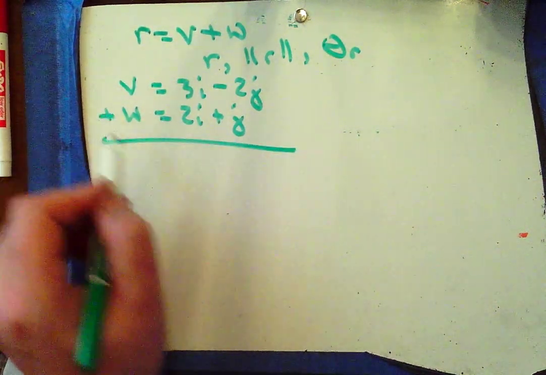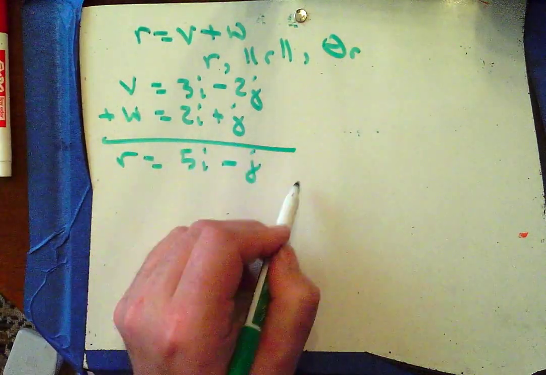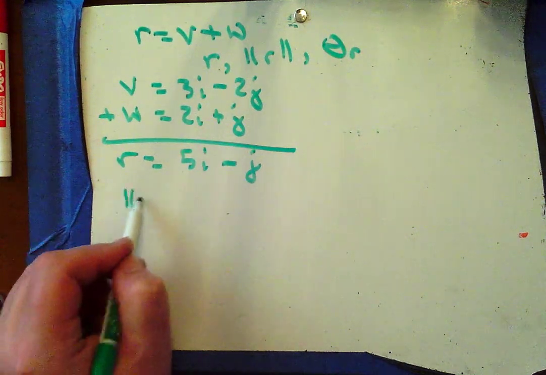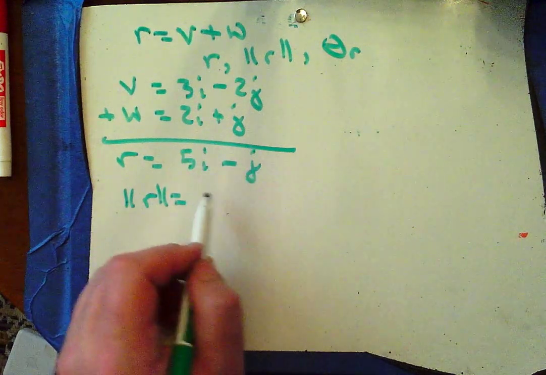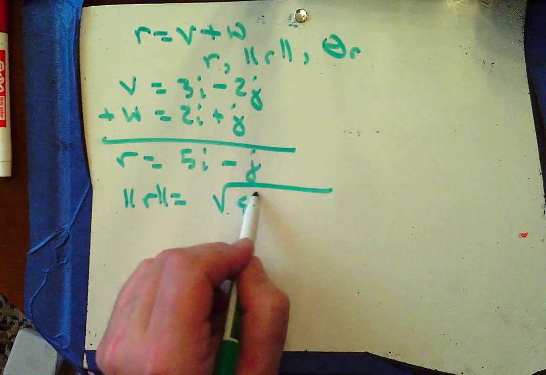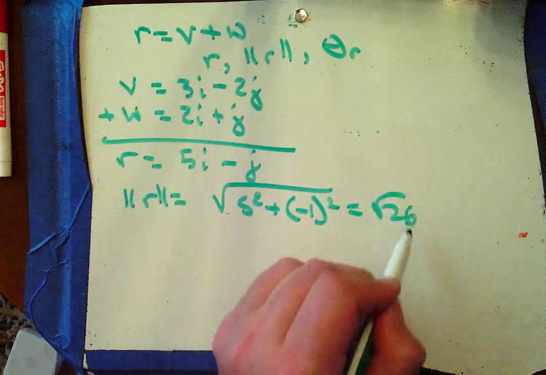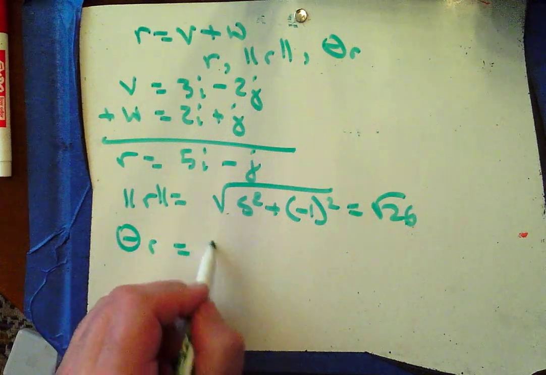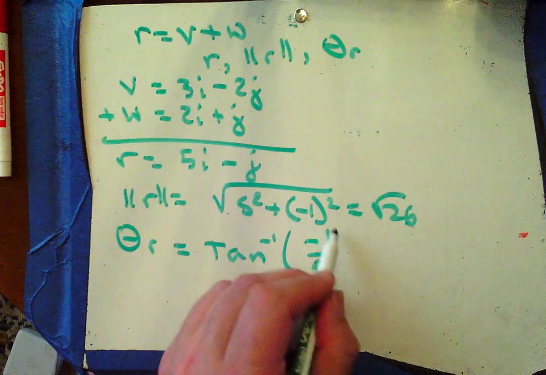Okay, I'm adding these two together to get r. I get 5i minus j. And the magnitude of r is going to be the Pythagorean theorem used here: square root of 5 squared plus negative 1 squared, or square root of 26. And then finally, theta r is going to be tangent inverse of negative 1 over 5.